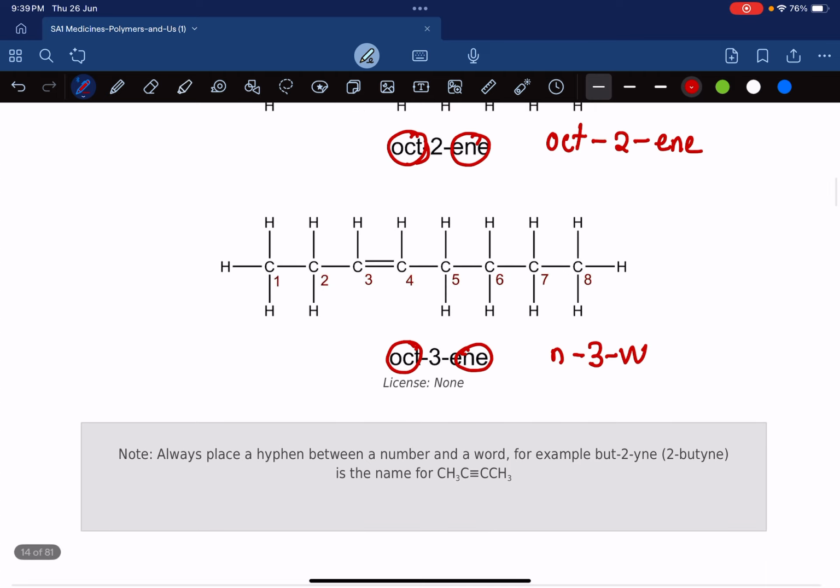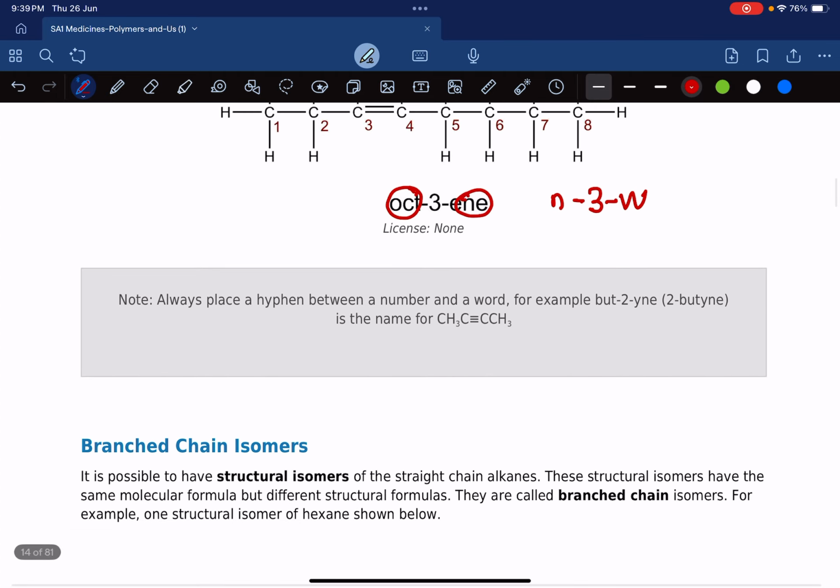Are we all right? Okay, so you see it's also written over here. Always place a hyphen between a number and a word. For example, but-2-ine, or sometimes you can also write it as 2-butyne, is the name for this. So between a letter and a number, we hyphenate.